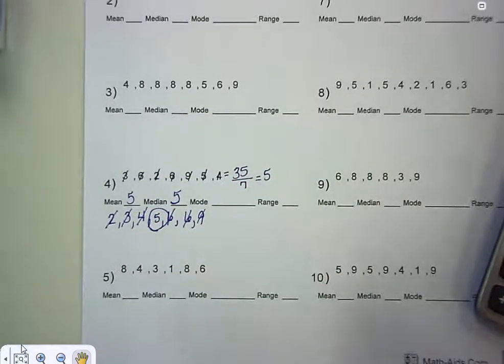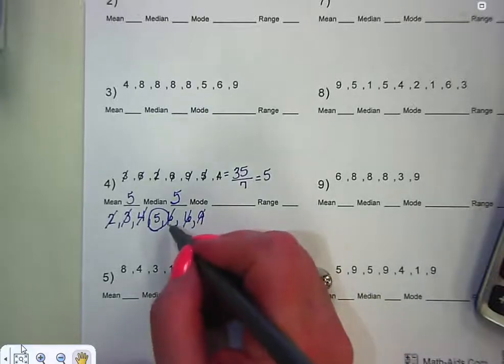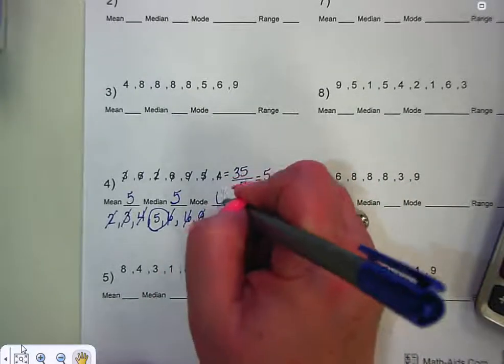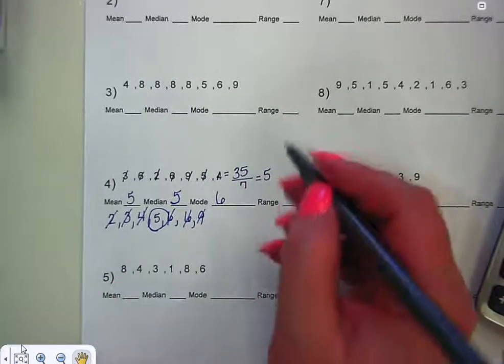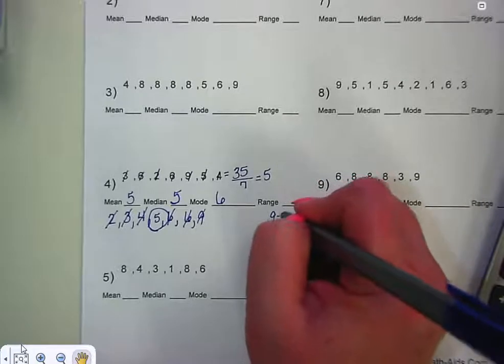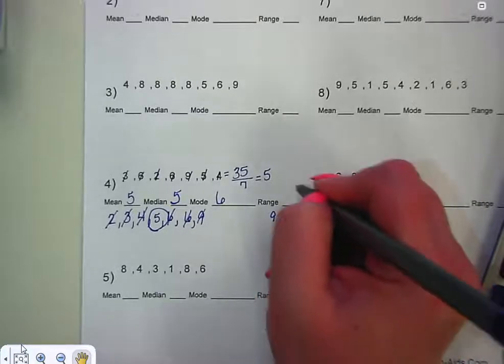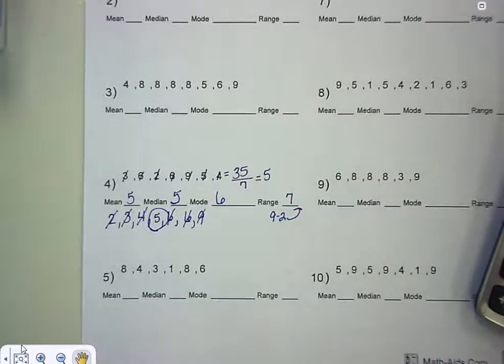So if there's just 1 in the middle, you don't have to do any math. It's just the only one. The mode. Mode is the one that occurs the most. Which one is that? 6. 6 happened 2 times. And the range. The highest minus the lowest. 9 minus 2. So 7 is the range. You feel okay with these?